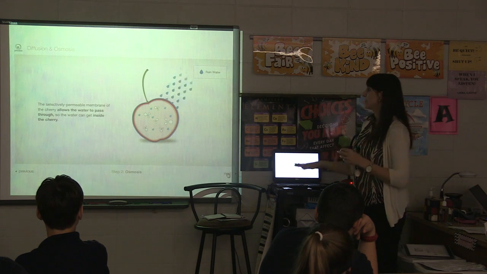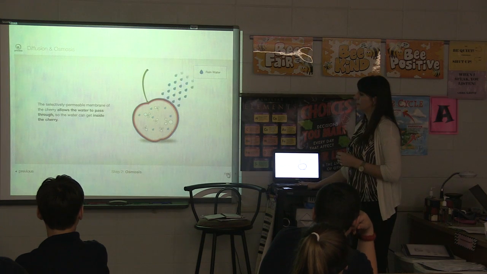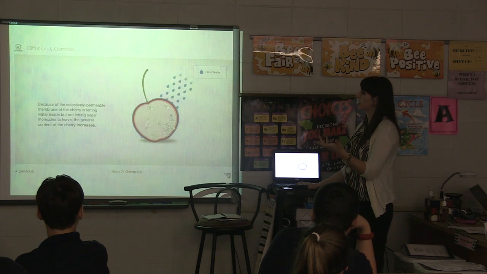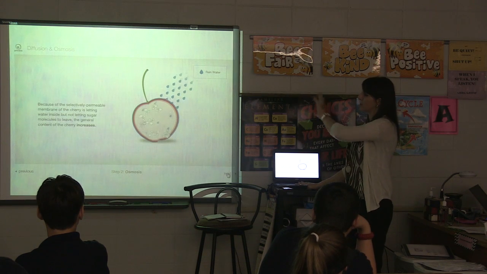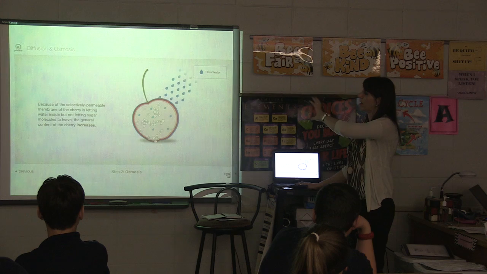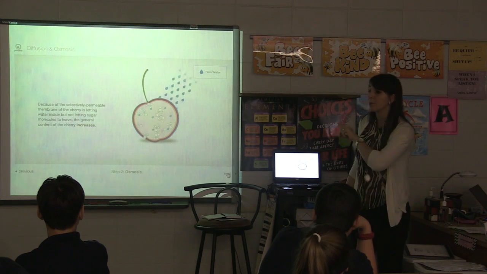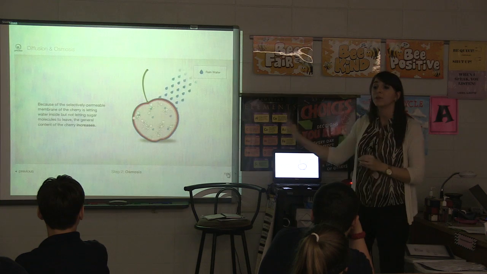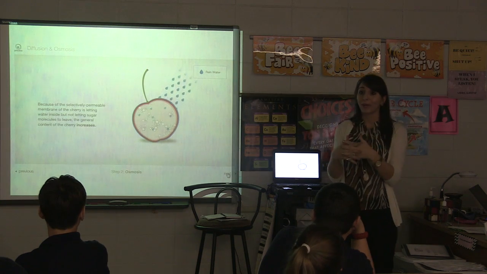So we would predict for this cherry to become plump in size, right? It's going to enlarge. Diffusion is going to occur. Osmosis will occur. All those molecules will spread out. Water molecules are moving. Notice even the sugar molecules are moving. They're bumping into one another. Air molecules are moving. We have both diffusion and osmosis occurring together.